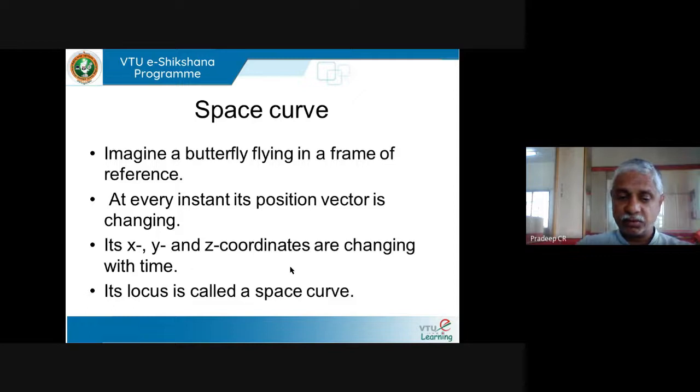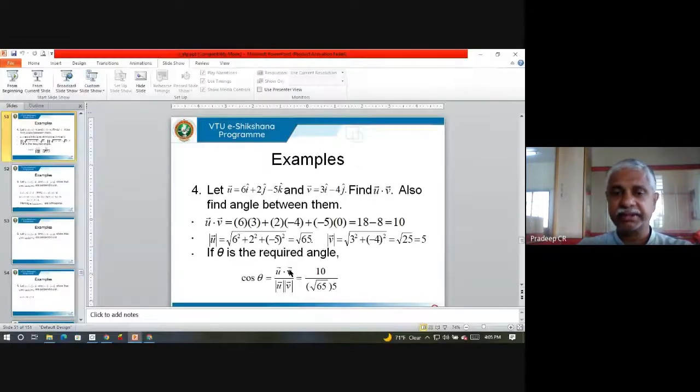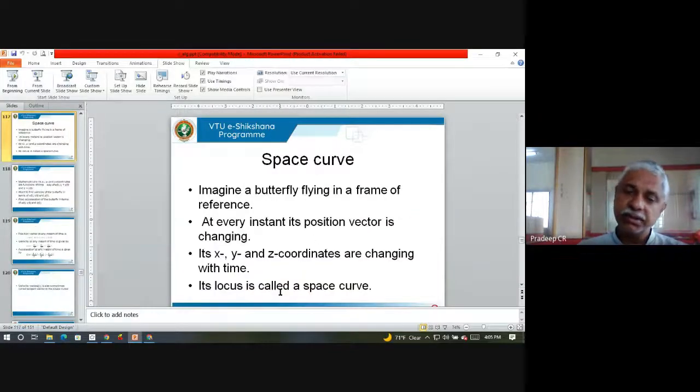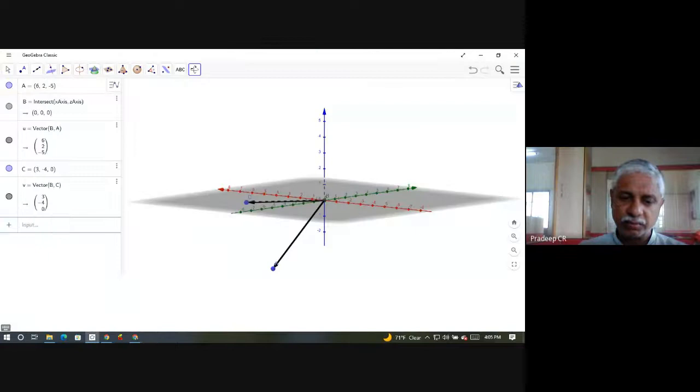I think I'll stop here. The next part is space curves and their use. We will look into it next time in the next class. But today I will stop here.